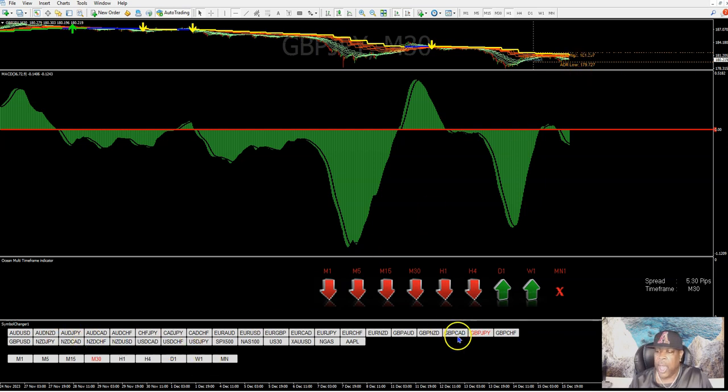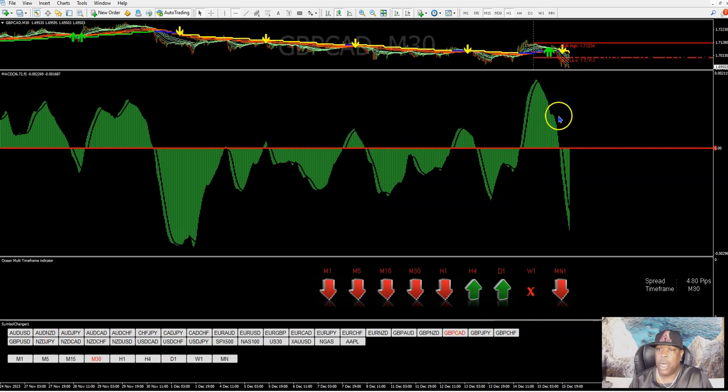All right, let's go to GCAD. Same thing. GCAD already did its dip, but again, it's too far away from the what? Main wave. So yeah, you want to wait for it to pull closer back to the main wave before considering if this is going to continue and go down further. But it's too far from the main wave, so I don't want it.